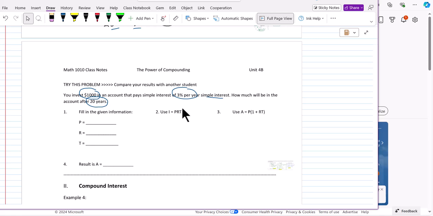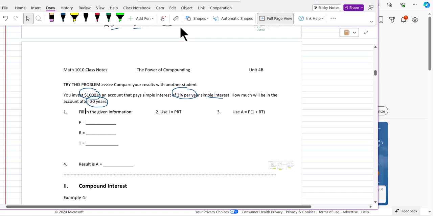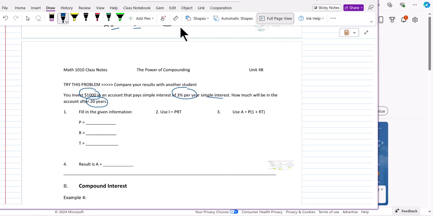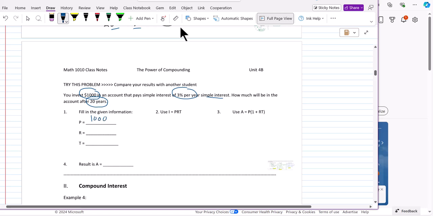Okay, so how many people got 600 for the interest? I didn't see too many issues with that. I usually don't see too many problems. I see more problems with the second formula than I do the first formula. But you can actually get by without that second formula. So basically, your principal was $1,000. Your interest rate is 3%, and you have to use 0.03, and then your time is going to be 20 years. So what you would do is you would just take the principal, 1,000 times the rate times the time, and that would give you $600. Okay, so I didn't see too many issues with that.